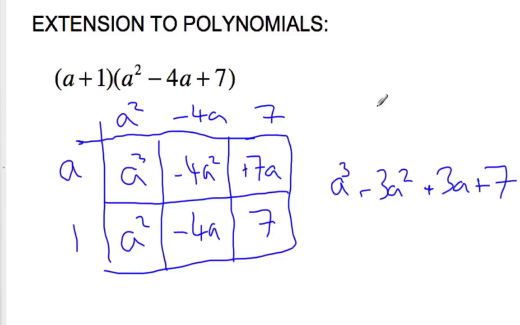Nice. Okay. You can do something similar to FOIL. Well, you could. You just do it, yeah. I normally just do a times all of them and then 1 times all of them. Right. When you do the box method, you're less likely to forget one of the terms when you multiply. Yeah. Okay. One more to go.